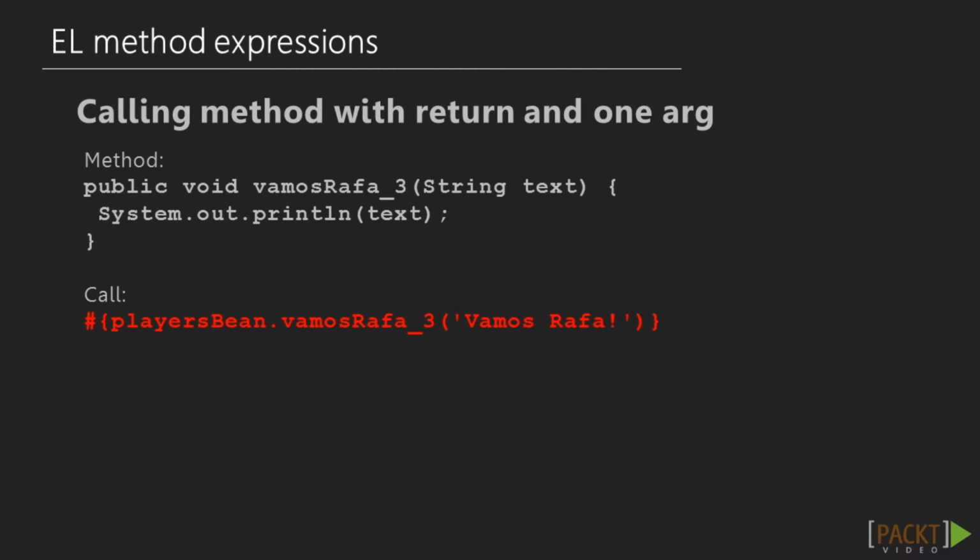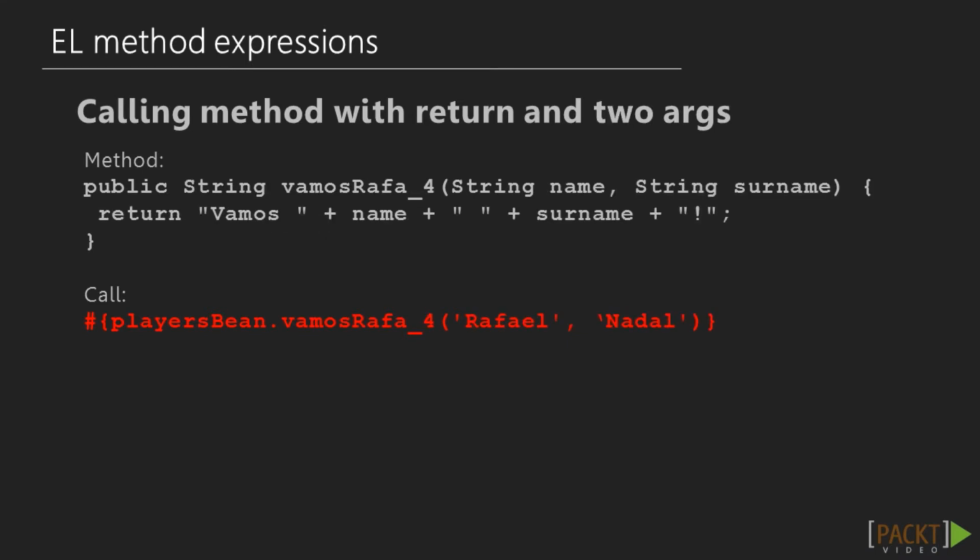In this example, we invoke a void method that receives one argument of type string. Notice that string arguments are passed by using quotes. In case of other types, such as numbers, do not use quotes. When the invoked method receives more than one argument, you have to separate them by comma. The expression from this example will be evaluated to the string Vamos Rafael Nadal.